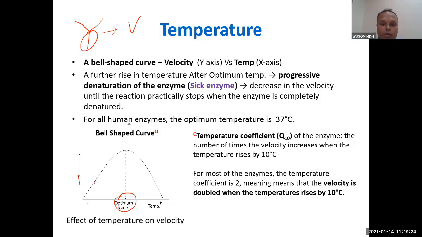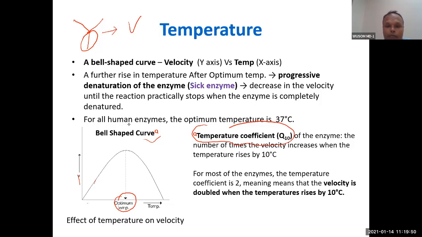Now there is one very important question here that will come. What type of curve do you see in relation to temperature and activity of enzyme? This is a bell-shaped curve. Temperature coefficient is the second very important question. You can read this. What is this temperature coefficient?